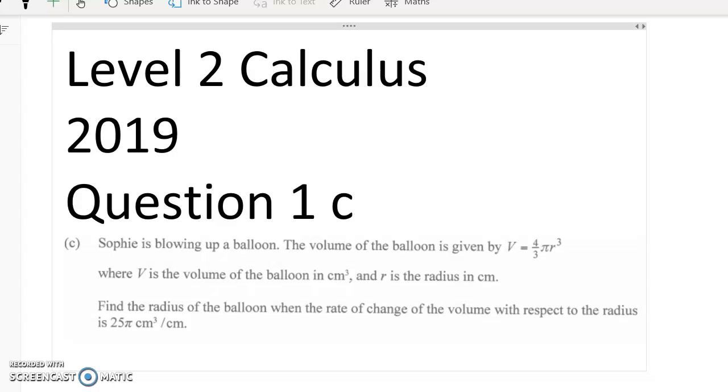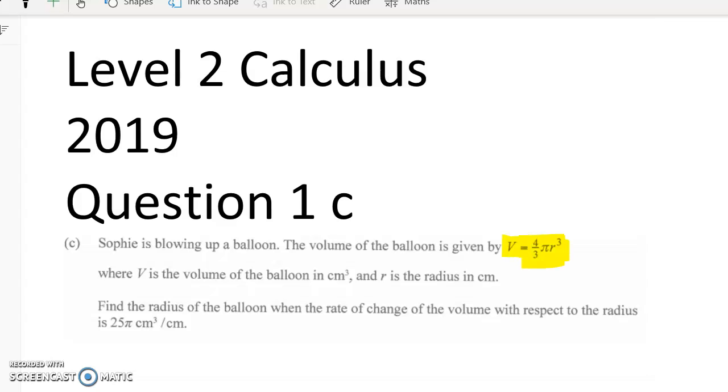This is a question from this year's calculus exam. It's question 1c, and it's a rates of change question about blowing up a balloon. So Sophie's blowing up a balloon, and the volume of the balloon is given by this equation here, which is the equation for a sphere, and V is the volume and R is the radius in centimetres.